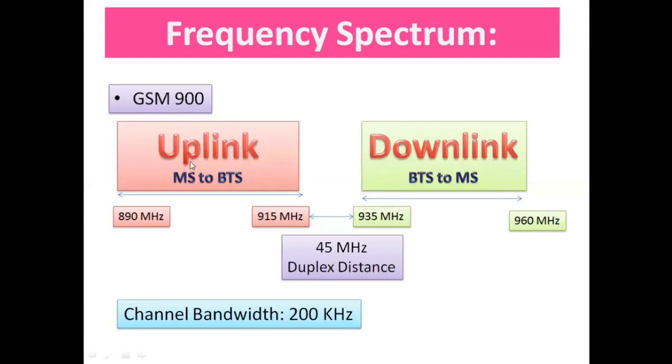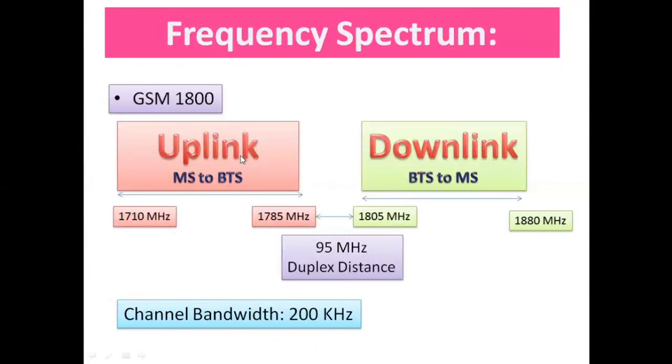Since GSM works with FDMA and TDMA, I hope you understood what the frequency band is, what the uplink and downlink frequencies are, and what is meant by duplex distance. If I'm transmitting at any of these frequencies, I can only receive at a separation of 45 megahertz. This is done to avoid interference between transmit and receive. A number of RF channels are generated, separated by 200 kilohertz, such that more users can be served.